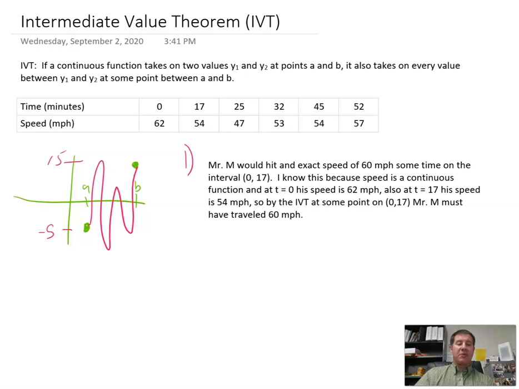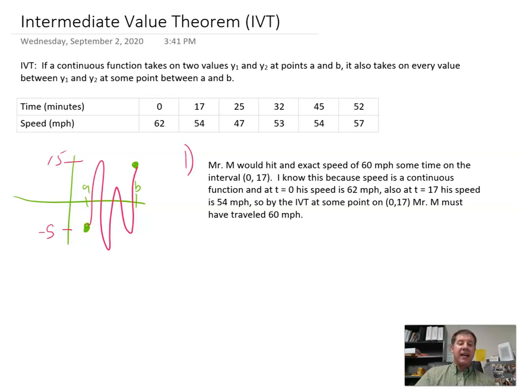But here's some things I'm going to look for in your answer. Here's what my answer said. Mr. M would hit an exact speed of 60 miles per hour sometime on the interval 0 to 17. I know this because speed is a continuous function, and at t equals 0, speed is 62 miles per hour. Also at t equals 17, the speed is 54 miles per hour. So by the IVT, at some point on 0 to 17, Mr. M must have traveled 60 miles per hour.